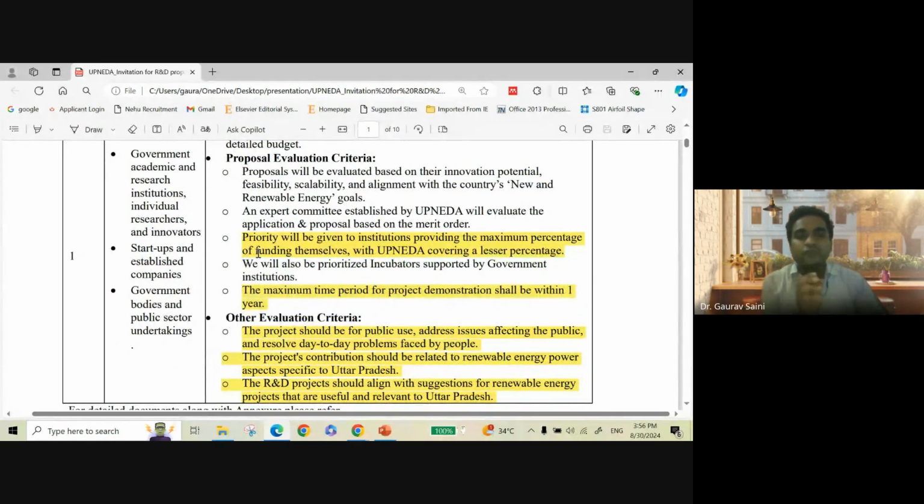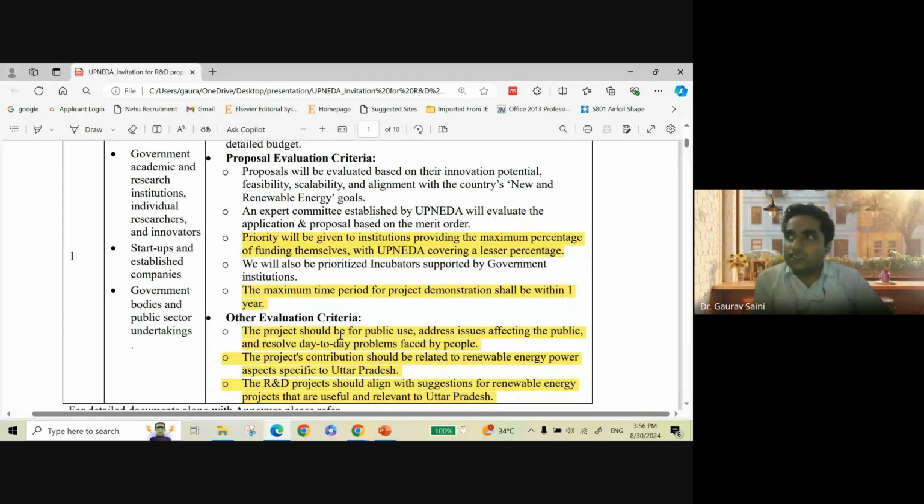The priority will be given to institutions providing the maximum percentage of funding themselves, with UPNEDA covering a lesser percentage. You have to see this before applying. This is the latest call for proposals. What they are trying to do is basically support up to a certain percentage. So you should not take it for granted that UPNEDA will give you all the money.